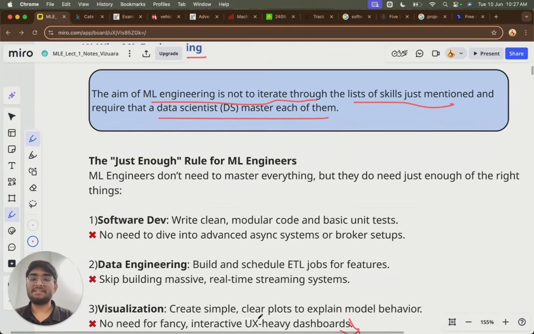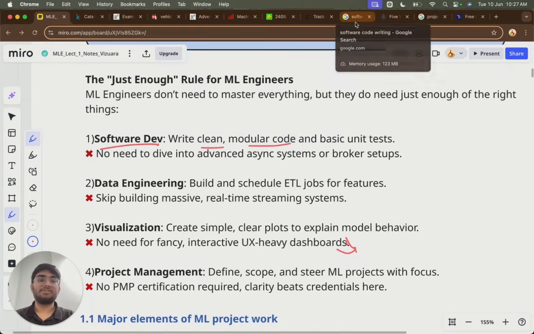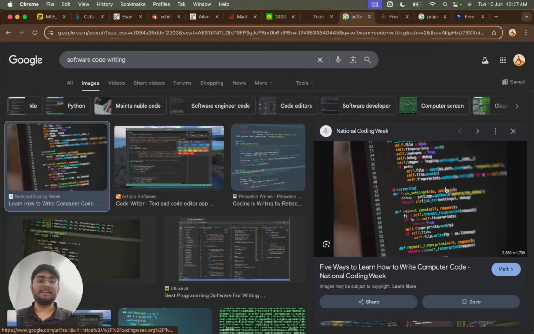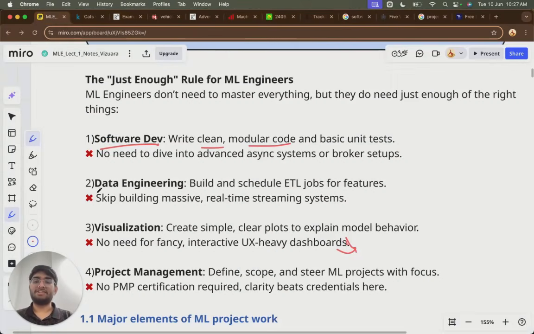So what I mean by just enough is, if you are into software development, then you should write clean modular code and basic unit tests. You can see here, you can have good code where you are properly defining classes. This is how you maintain clean code so that if it goes into production, a tester can understand it clearly. Then data engineering: build and schedule ETL jobs for features, extract it, load it.